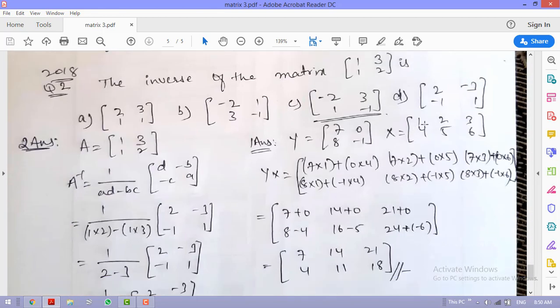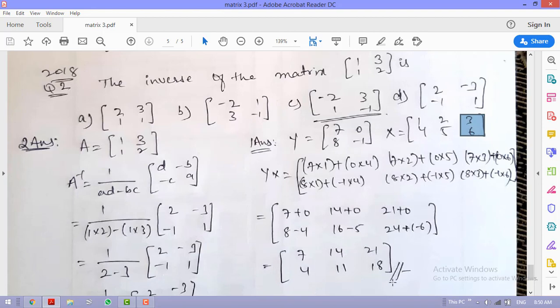I am multiplying this particular row first with this particular column, right? Similarly the same row should be multiplied with every other column in the second matrix, and we have to apply the same operation with the second row with every column, as I multiplied over here. Finally I got the answer as 7, 14, 21, 4, 11 and 18.